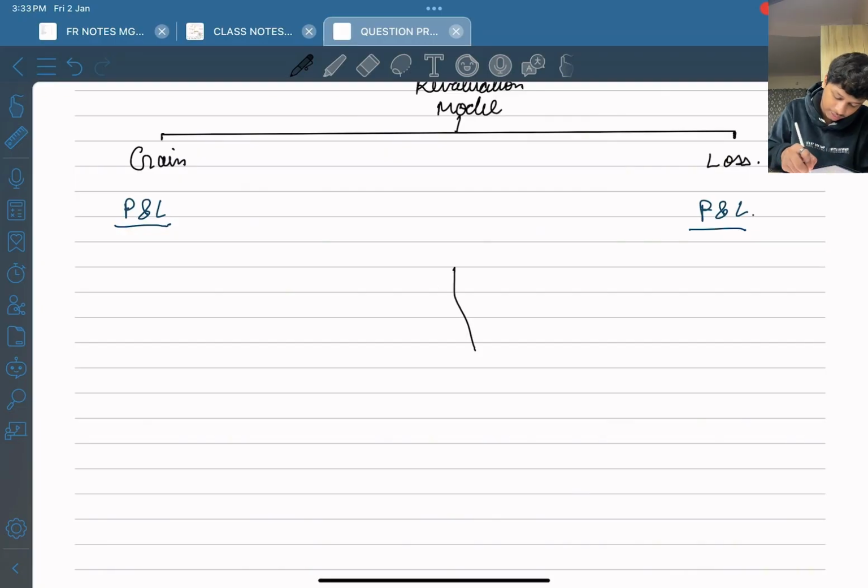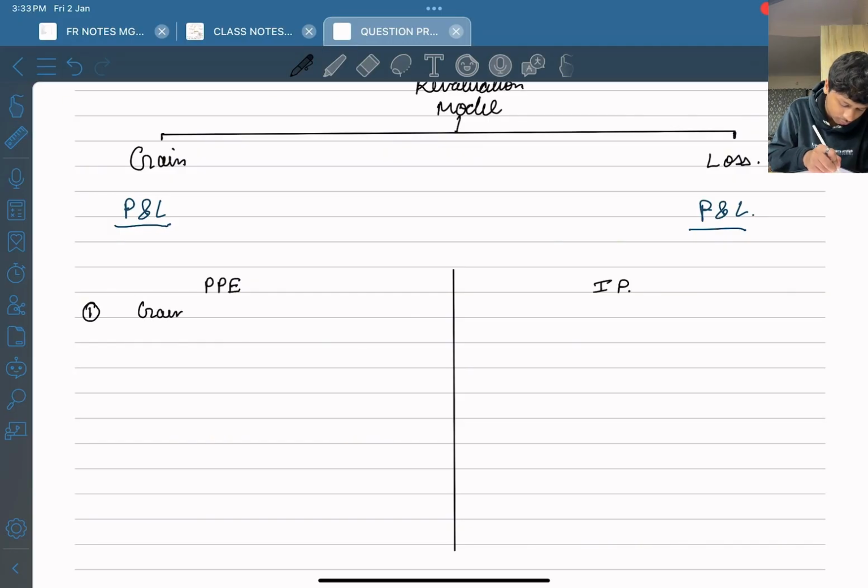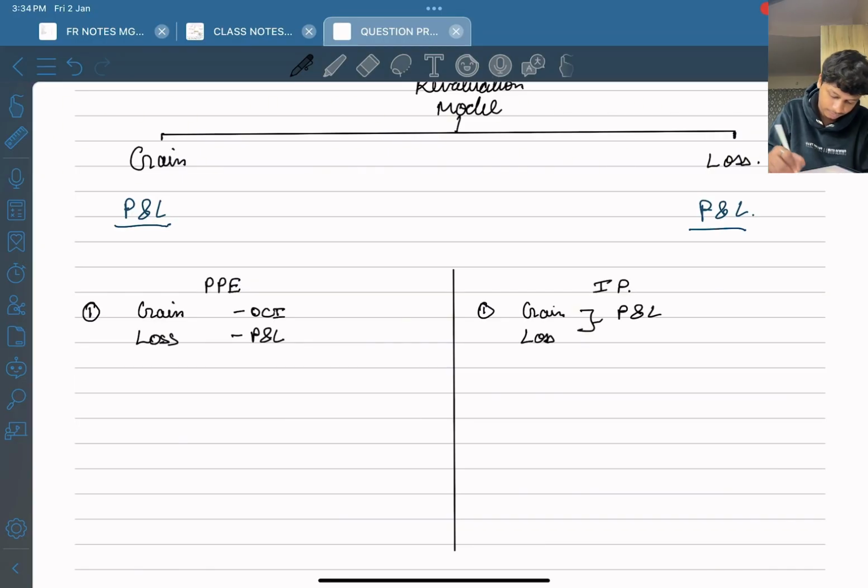So now let us check what is the difference between the revaluation model of PPE and investment property, so that you are clear about things better. In property, plant and equipment, gain goes to OCI and loss goes to P&L. Whereas on the other side, gain or loss both goes to P&L.